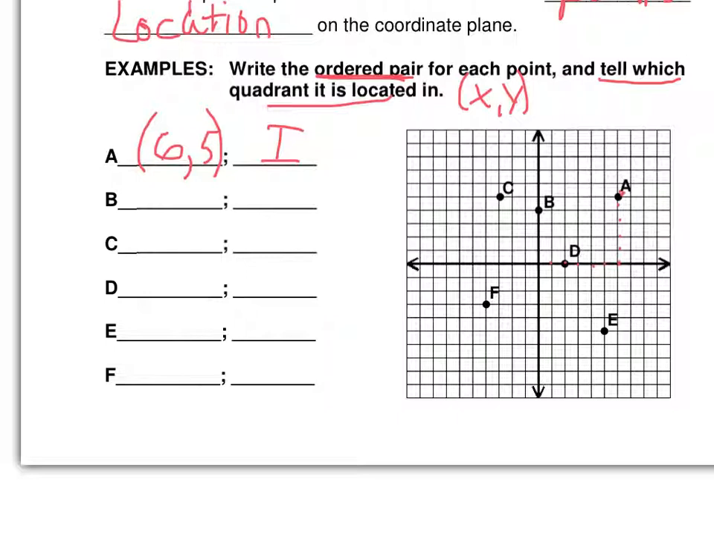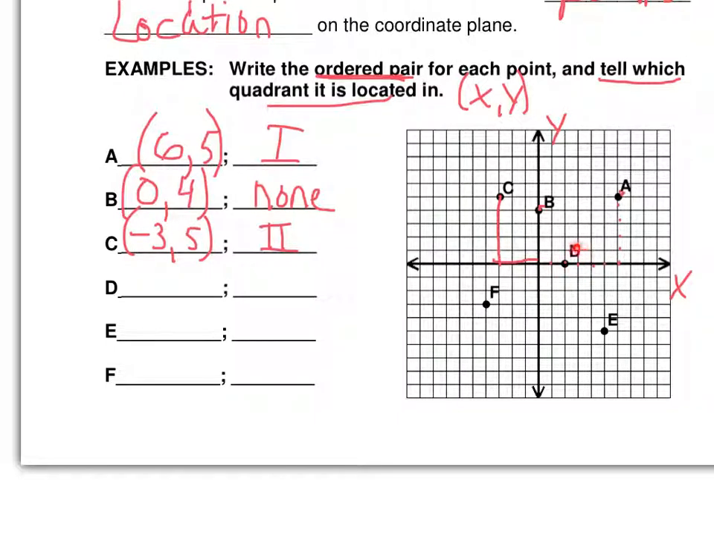Okay, so now remember, you run before you jump. So you're going to go left and right first, and then up and down. So the X tells you to go left and right, that's first, and the Y tells you to go up and down. So this point here, B, we didn't go left or right, so the x value is 0 and the y value is 4. And this point is not located in a quadrant at all, so we're going to put none. It's not located in a quadrant. It's actually located on the y-axis. All right, C. C is located at negative 3, 5, so negative 3 up to 5, and that's quadrant 2.